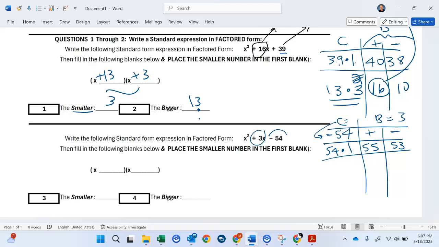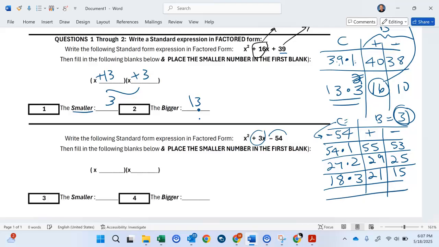But we need positive 3, right? Okay, so let's try 2. 2 and 27, yes, add, 29. Subtract, 25, but we need 3. Is 3 a factor? Well, if you use your calculator, 54 divided by 3 is going to be 18. Okay, you add them up, you get 21, subtract, 15, we need 3.